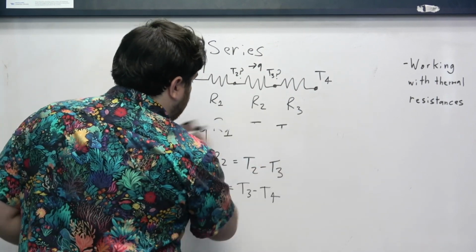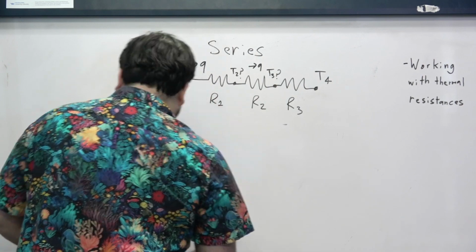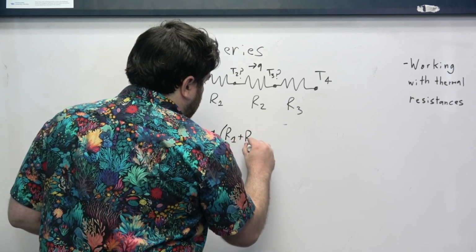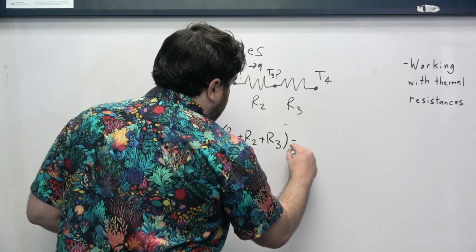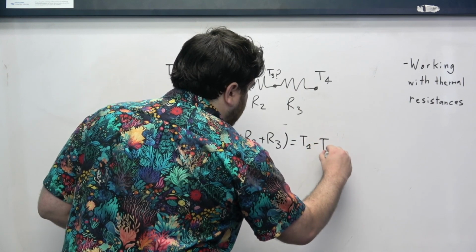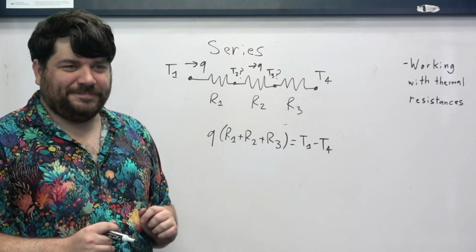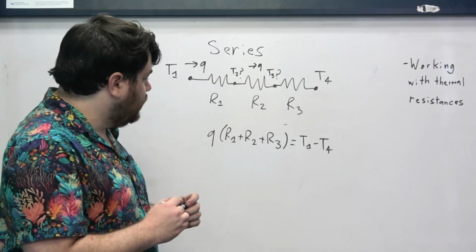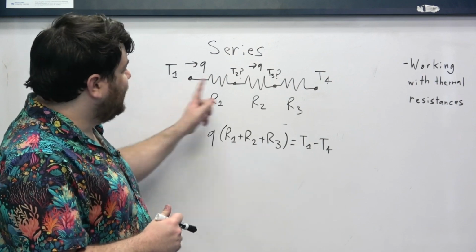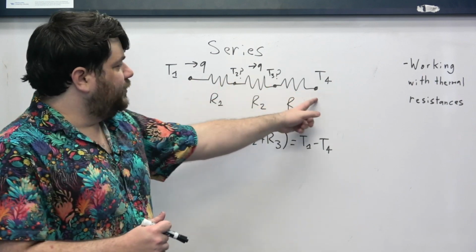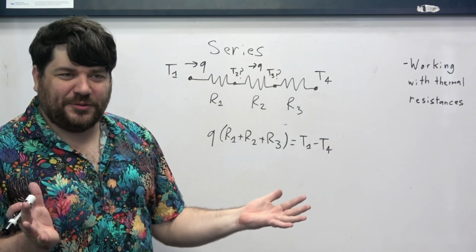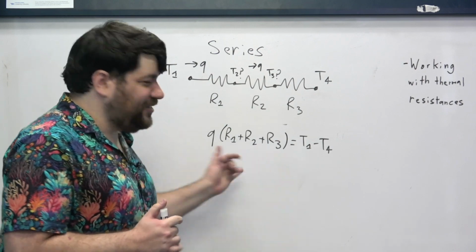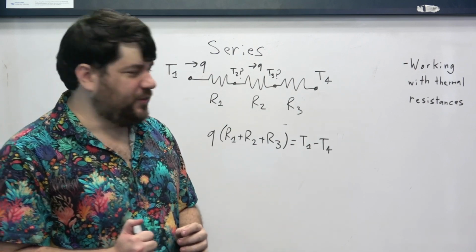And so ultimately what we're left with is something that says that Q times R1 plus R2 plus R3 is equal to T1 minus T4. And so the interesting thing about this little fact is that it now says, well, we have been able to relate the temperature difference between these two temperatures on either side of my thermal circuit to the heat transfer rate that's happening through it, plus this sum of the thermal resistances.